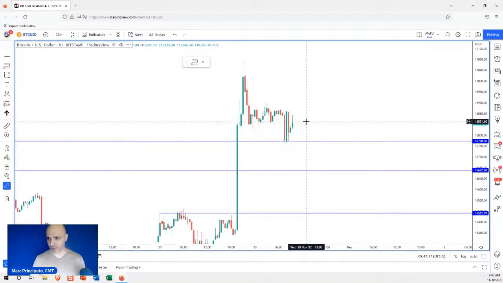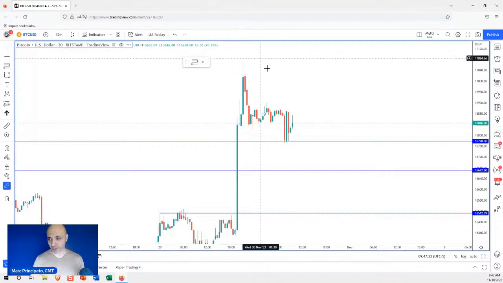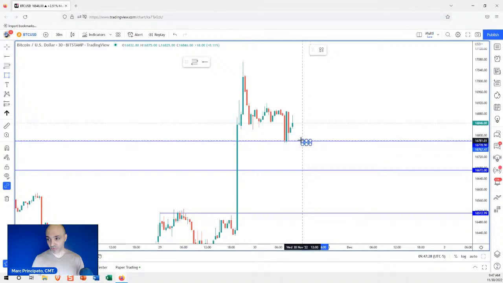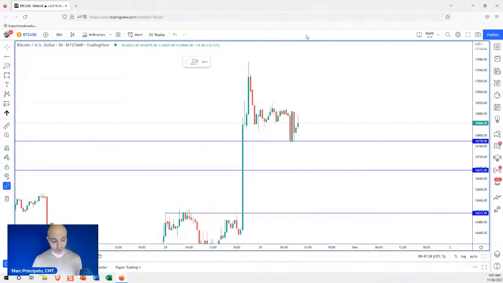16,778. So where are we right now? We're at 16,846. That's a good 70 points lower. So that's a very reasonable level. That would be a very attractive place for longs.